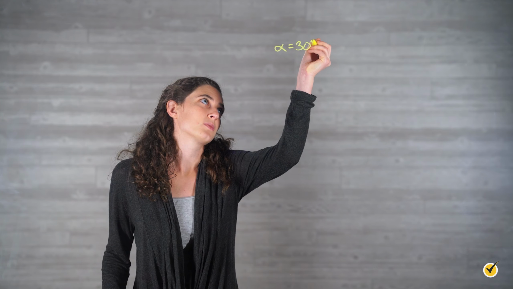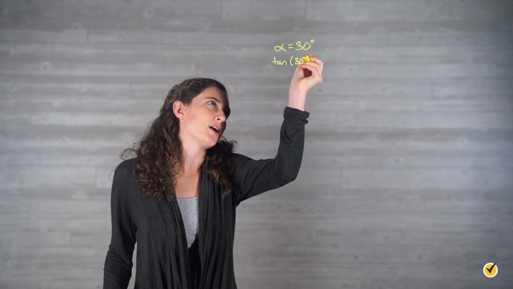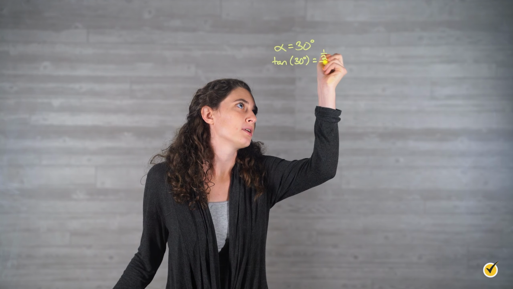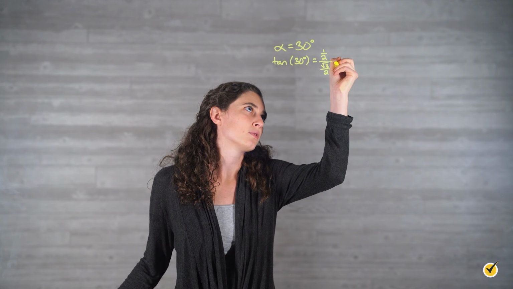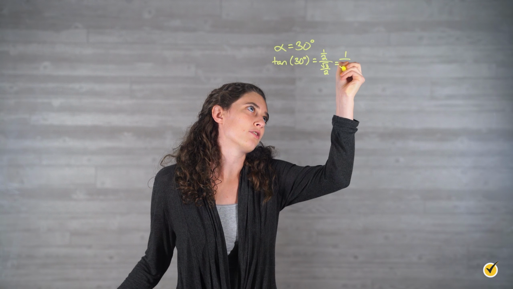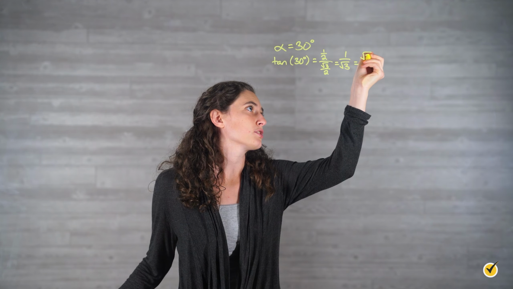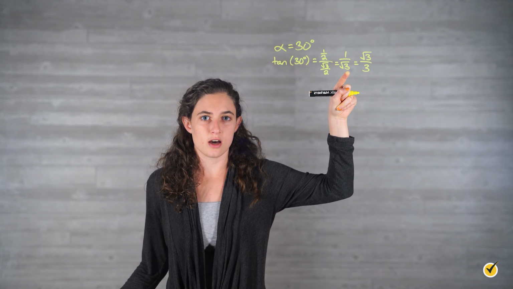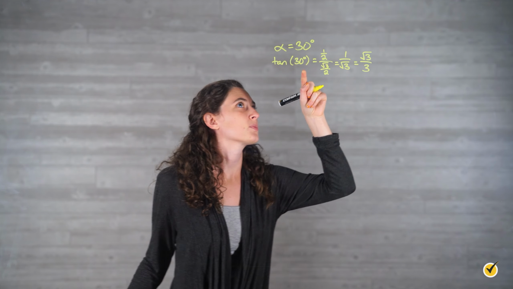So we're going to say that alpha is equal to 30 degrees, and we need to find the tangent of 30 degrees. We do this by dividing the sine of 30 degrees, which is 1/2, by the cosine of 30 degrees, which is the square root of 3 over 2. This simplifies to 1 over the square root of 3, and then this will simplify even further to the square root of 3 over 3. This comes from rationalizing the denominator, which is something we'll cover a little bit more later on in this video.